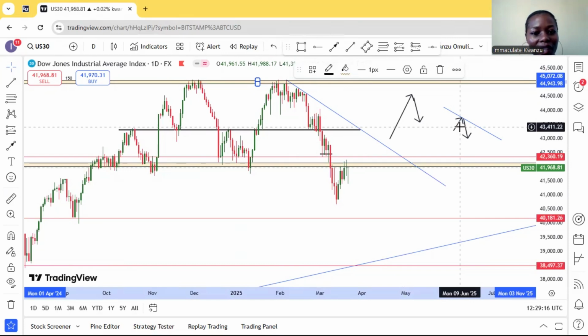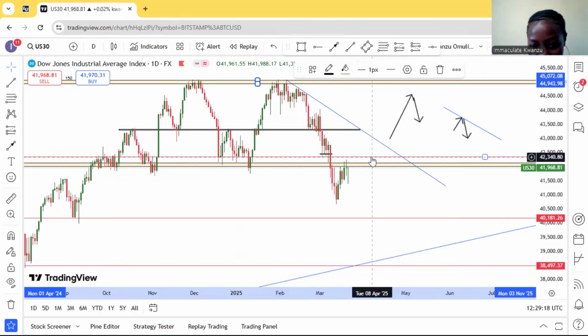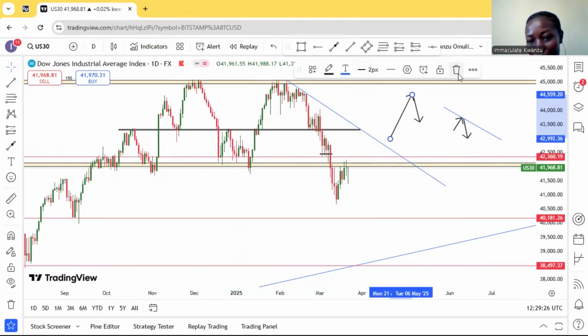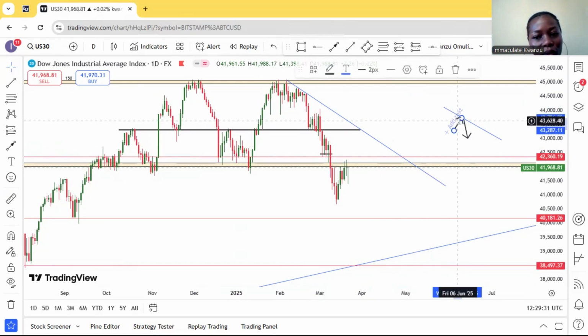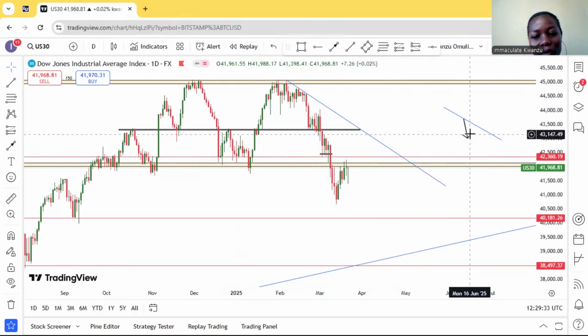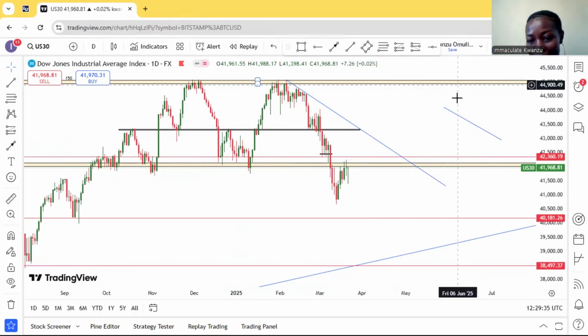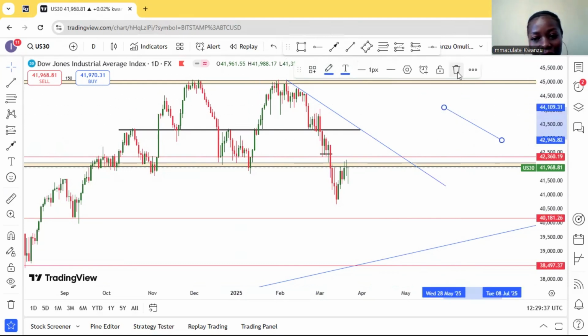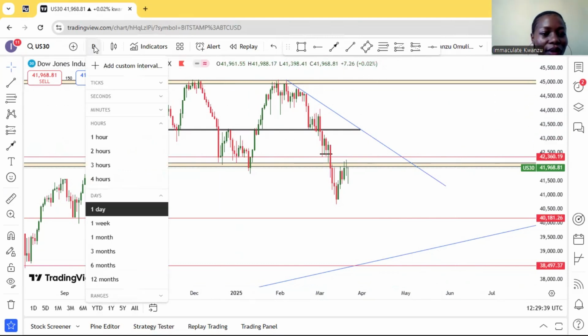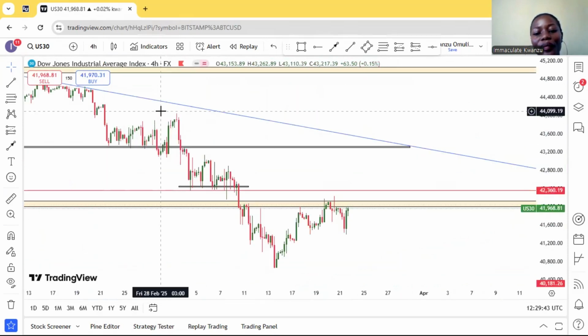And I'm anticipating we can still pull back into this level, which is a supply zone. So at the moment, I'll still watch this pullback closely. And when I feel like it's ready, or when it's ready, we can now look for bear opportunities.